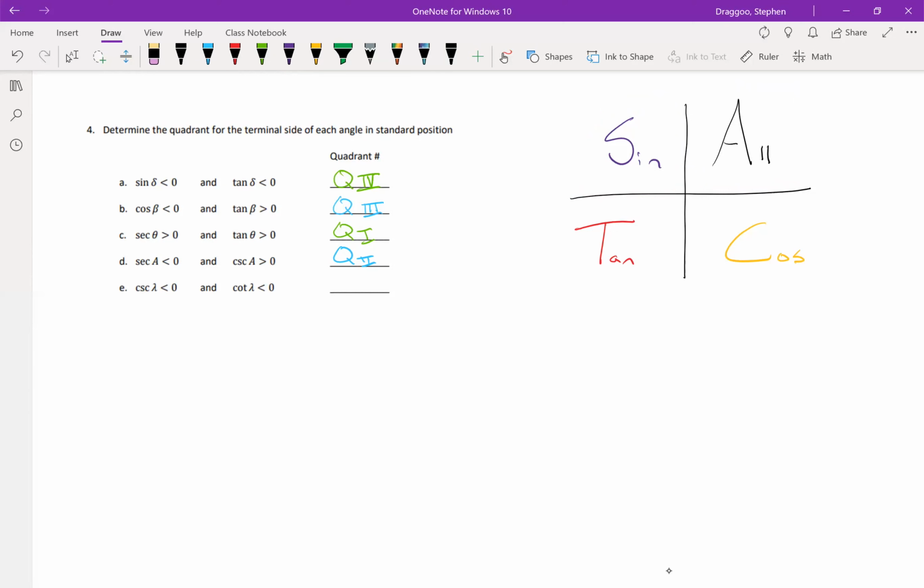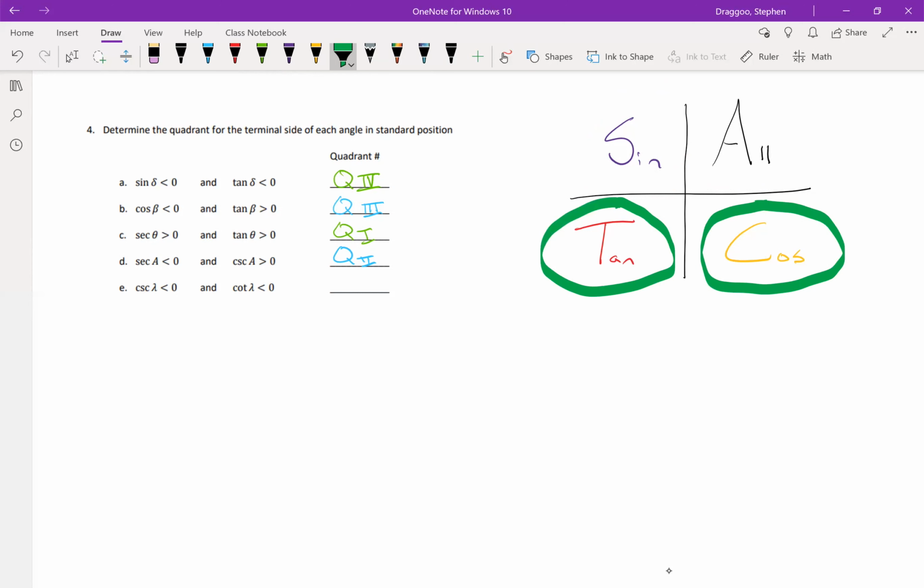Finally, part E, cosecant of gamma is negative, while cotangent of gamma is also negative. So cosecant is negative wherever sine is negative, in quadrants 3 and 4. Cotangent is negative wherever tangent is negative, meaning quadrants 2 and 4. So gamma must be in quadrant 4.